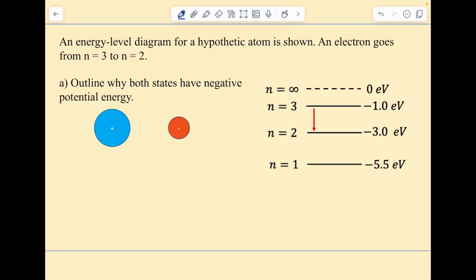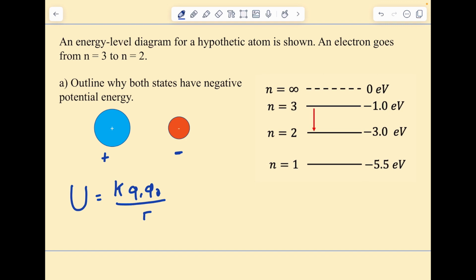So the nucleus has a positive charge, and an electron has a negative charge. From electrostatics, the potential energy of two charges is k q1 q2 over r. Now, since they're opposite charges, this energy U will yield a negative number. Another way to think about it is that this electron is electrostatically bound to the nucleus.